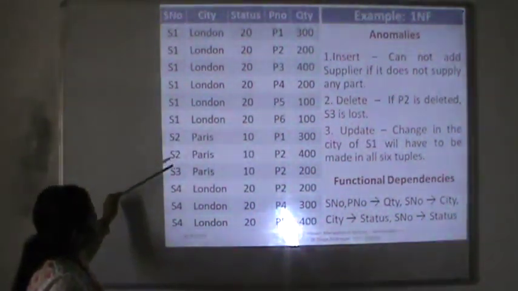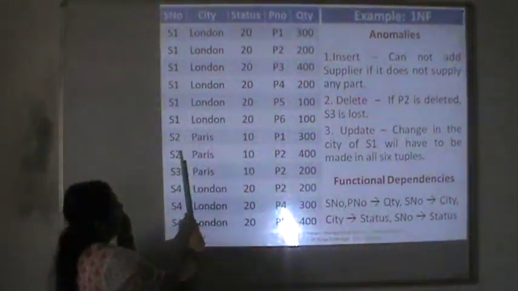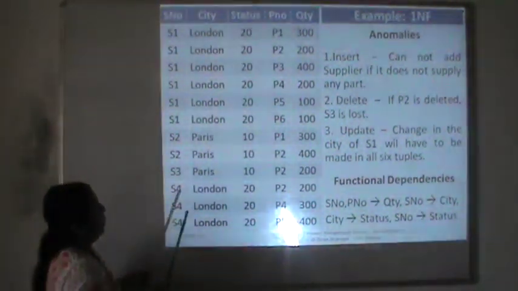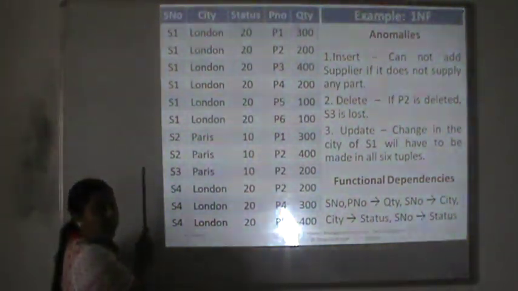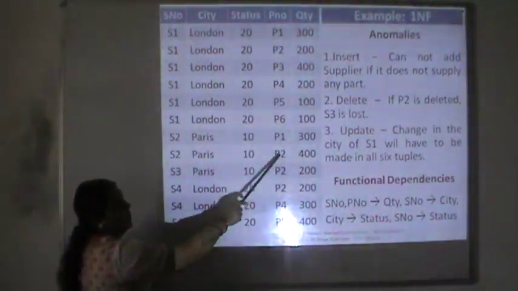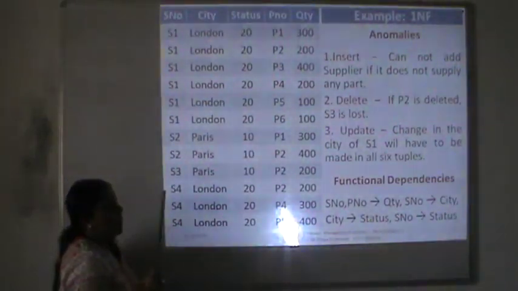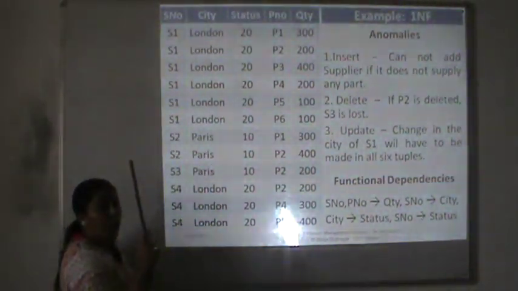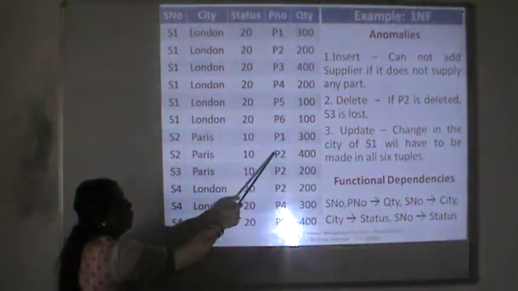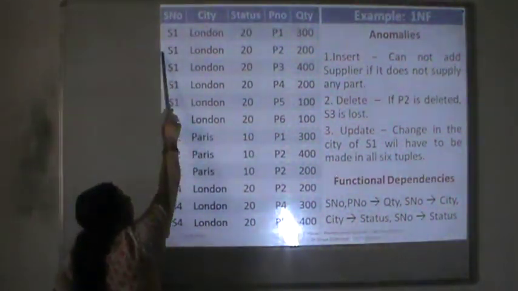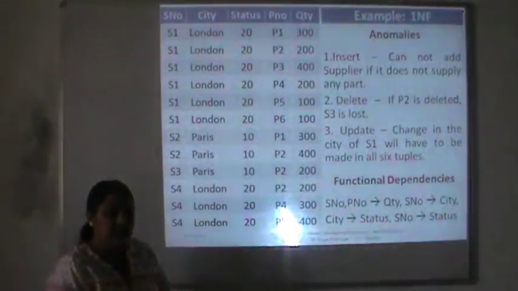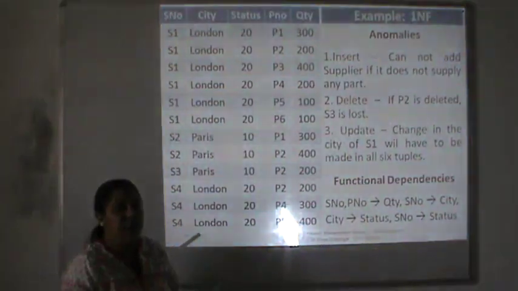Now, for example, if we delete part P2, if we do not need part P2, we would wish to delete all those tuples which consist of part P2. Suppose I don't want part P2 anymore. I don't want anybody to supply part P2. In that case, I delete all those tuples in which P2 exists, like this and this. So we will delete all the tuples which contain P2 in part number.